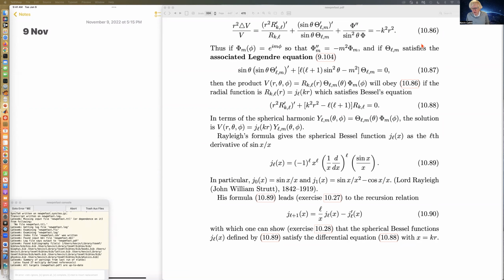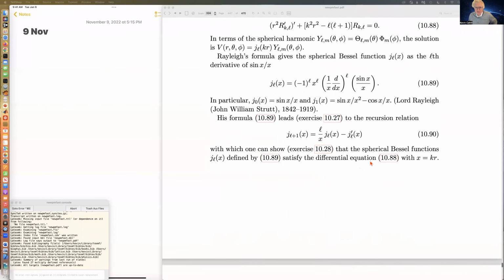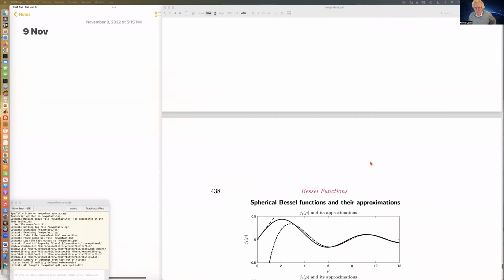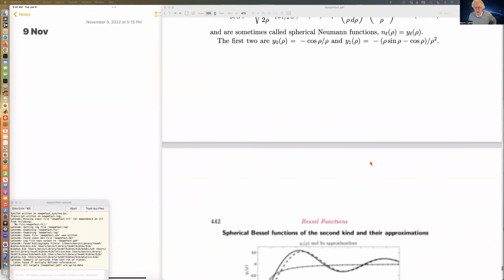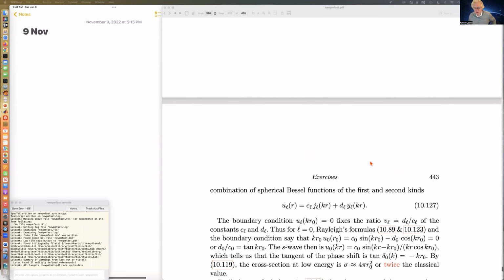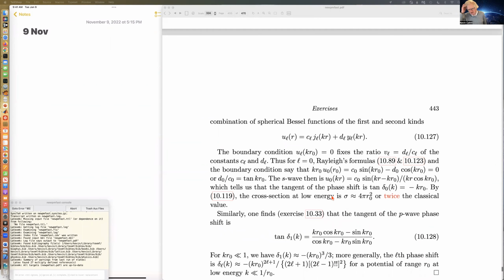I'm going to tell you first of all about a typo in the book that I added to the errata, but I forgot to upload the erratum file to the class website. So let me show you the typo. It's here. The cross section for scattering off a hard sphere turns out to be 4 pi r0 squared. That's twice the classical value, not 4 times. I somehow saw the 4 here and typed in 4 times.